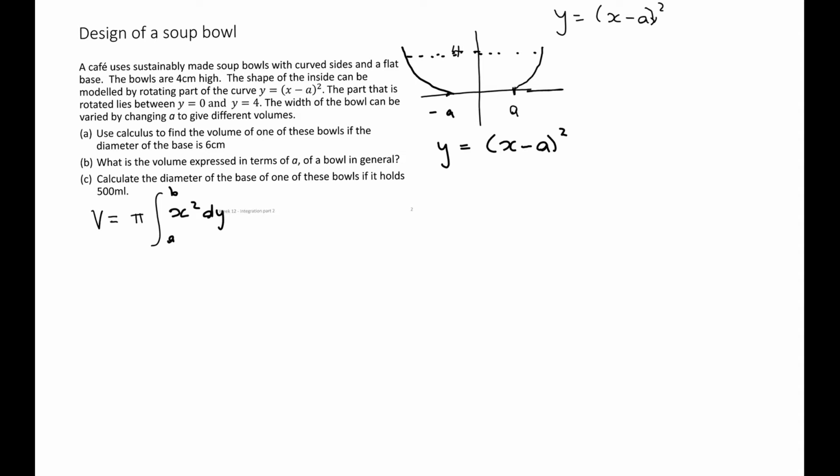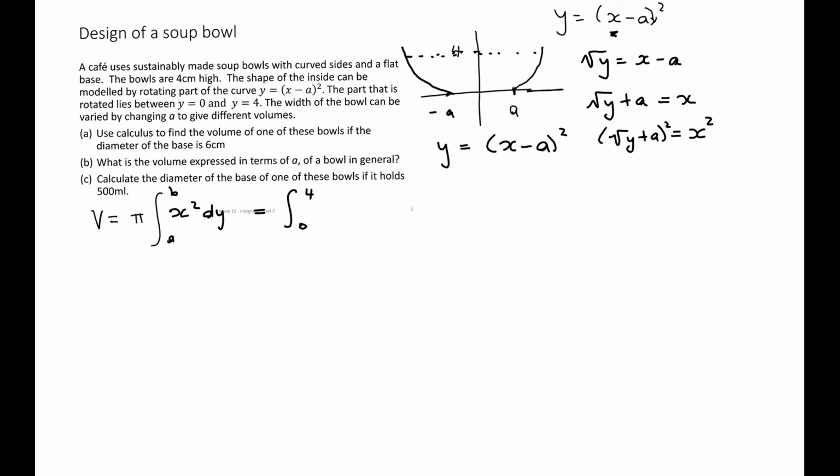And we're told that it's going to be the integral between 0 and 4, because the top of it is 4. But we need to find x squared. So let's go over to here. Let's isolate x and then find x squared. So if we square root both sides, then add a to each side, and then square each side, we have an expression for x squared. And so x squared is now that.